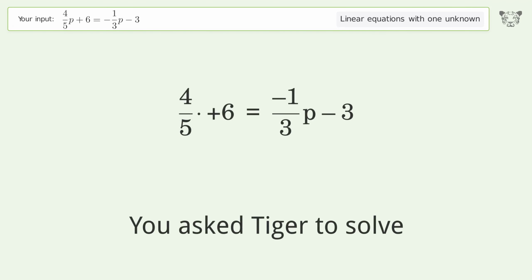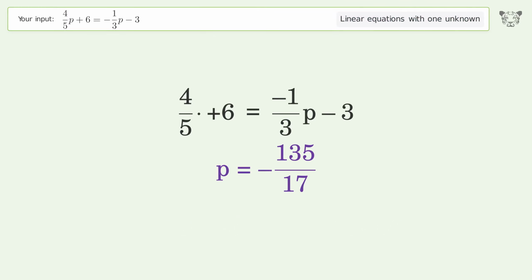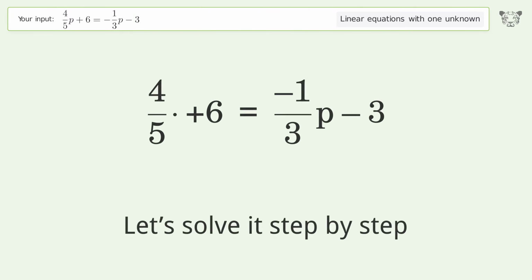You ask Tiger to solve this. This deals with linear equations with one unknown. The final result is p equals negative 135 over 17. Let's solve it step by step.